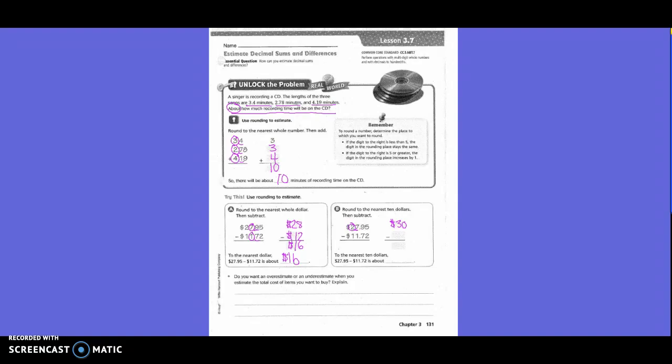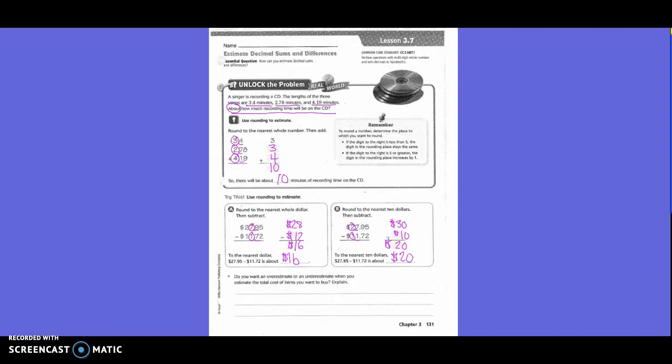Then on the next one, am I going to circle the first one or the second one? The first one, and then underline the second. So will it be $10 or $20? $10. So 30 minus 10 is $20. So to the nearest $10, $27.95 minus $11.72 is about $20. So once again, it's all about place value and where we're at, right?